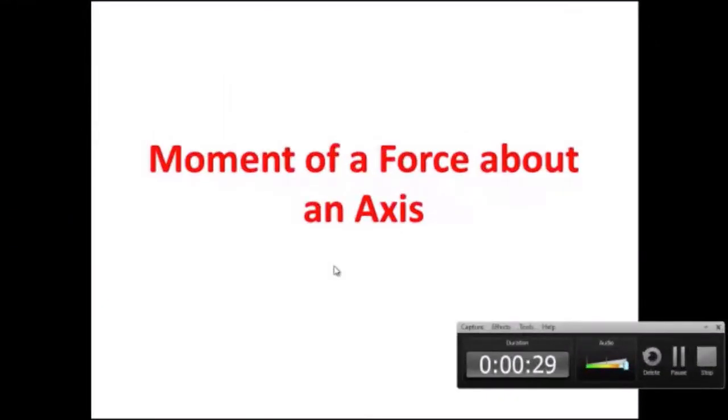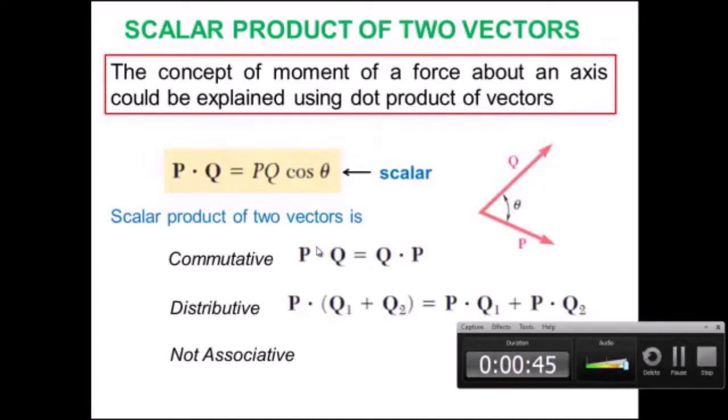In our last lecture, we discussed the moment of a force about a point. In this lecture, we will discuss the moment of a force about an axis. Before entering into the concept, let us understand something about the scalar product of two vectors, because this concept is being used in the discussion of the moment of a force about an axis.